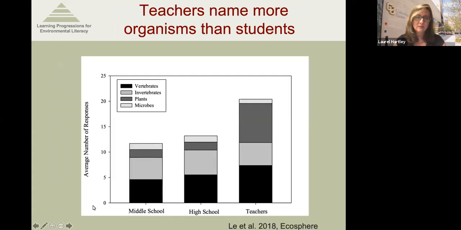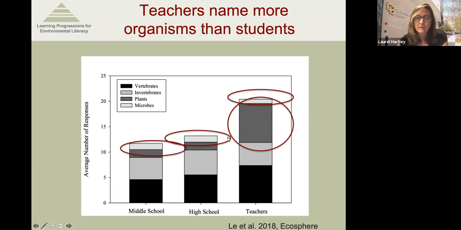And here's what we saw. So this is middle school, high school, teachers, and the average number of responses. You could think of this as species richness in terms of vertebrates, invertebrates, plants, and microbes. So what we see is teachers name a greater richness of species, especially plants. And hardly anybody names very many microbes. So microbes are not something that students tend to recognize, which is not too surprising.